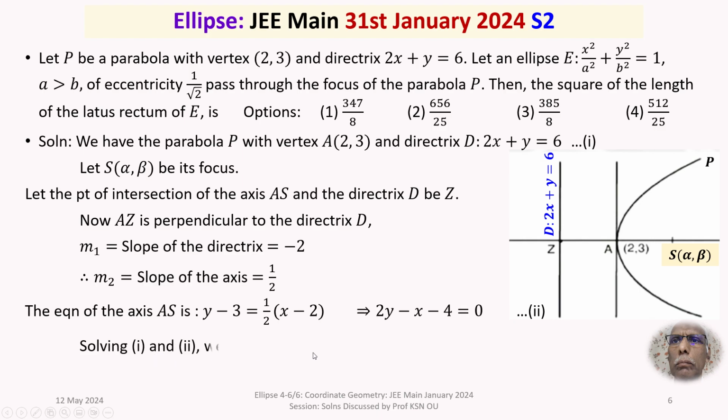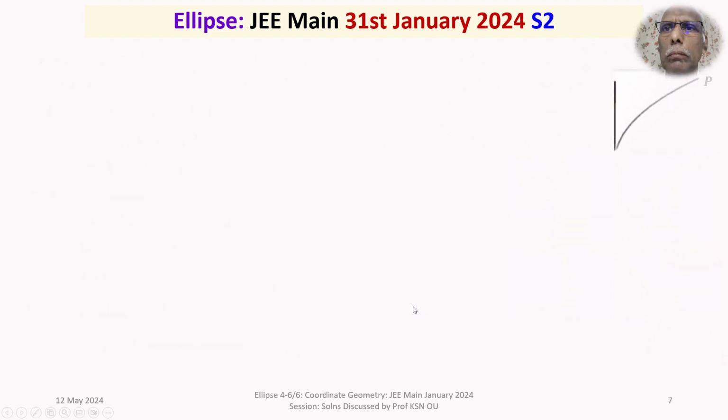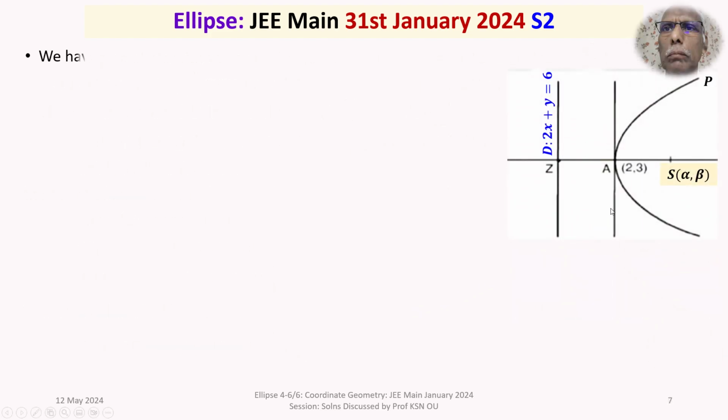So, solving equation 1 and equation 2, we get the coordinates of Z as (8/5, 14/5). Take equation 1 and equation 2 and solve. Two equations, two unknowns. We are very familiar with finding the solutions of two equations and two unknowns. We continue in the next slide. That's the diagram, and we have Z, the coordinates of which are (8/5, 14/5).